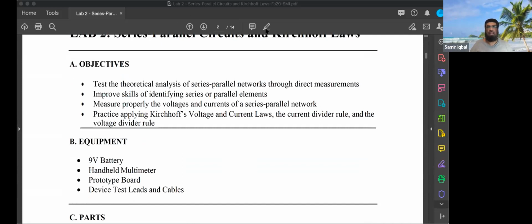We want to be able to use our knowledge to compare theory with real numbers. Theory is Ohm's law, and the real numbers are what you will measure with your multimeter. We want to become skilled at identifying whether it is a series circuit or a parallel circuit. Once you identify it, we want to calculate and measure voltages and currents and see how far off our circuit is from what we expect.